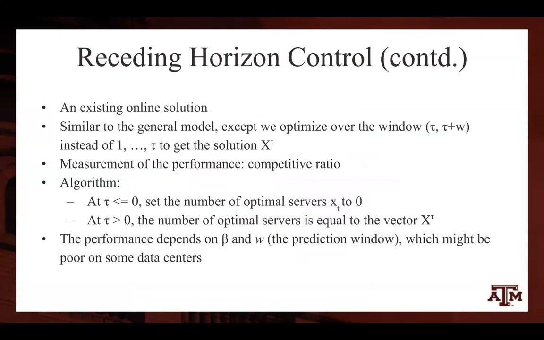So as discussed, RHC is an existing online solution for the dynamic right sizing problem. It is different from the general model as here we try to optimize over the window W instead of T. The solution for this algorithm is the solution of the optimization problem mentioned in the general model, the only difference being the addition of the prediction window. Finally, I want to highlight that we use a competitive ratio as the evaluation metric here.